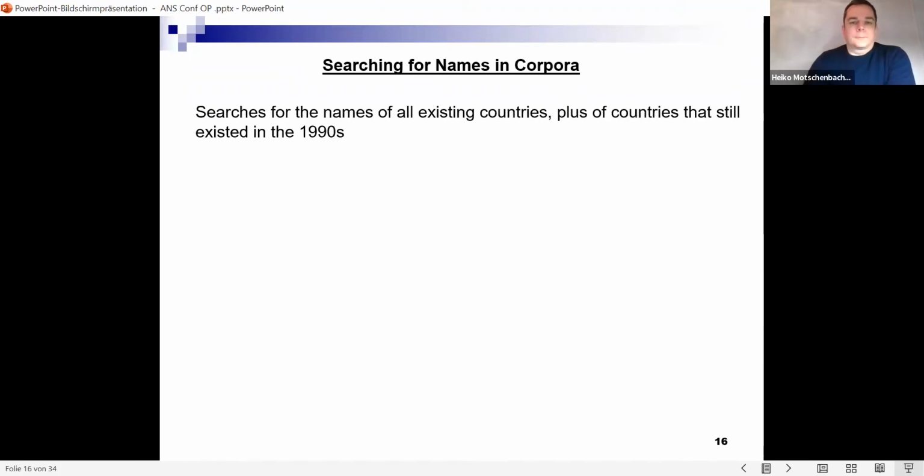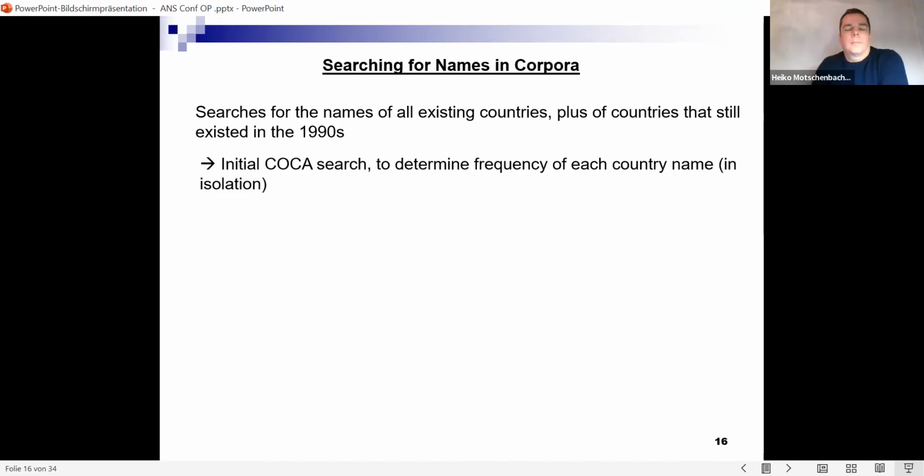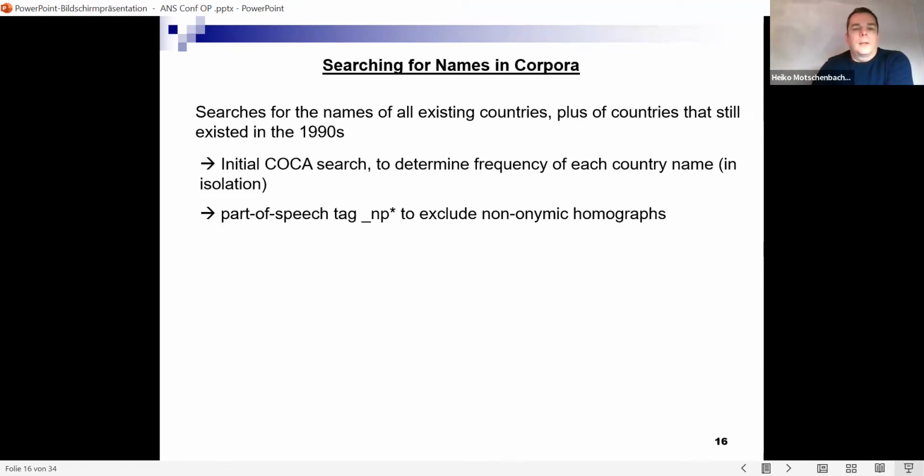So what did I actually do? I performed searches for all names of existing countries and also countries that still existed in the 1990s, simply because the COCA data also covered the 1990s. And therefore, I performed an initial COCA search with all names in isolation first to determine the frequency of each country name. And for the ones that have common noun homographs, I included an additional part of speech tag in my search query, so that I only got the proper noun hits there. These are cases like China or Turkey, which are homographs with common nouns.